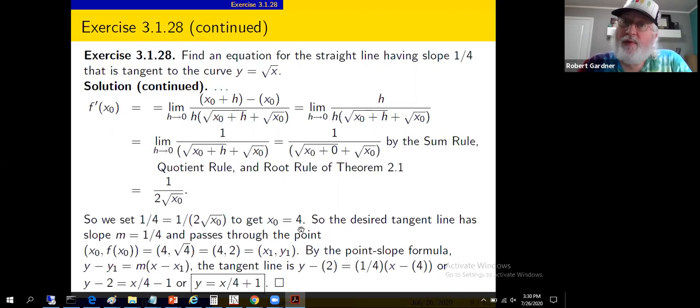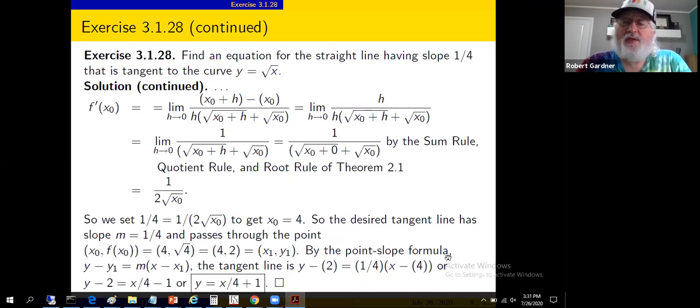On the curve, what's the corresponding y value? So I simply plugged 4 into the original function, square root of x, not this thing here, that's the derivative. We're looking for a point on the curve y equals f of x, square root of x. So we'll take the square root of 4, and that gives us 2. The point is (4, 2). This is the point we'll use in the point slope formula.